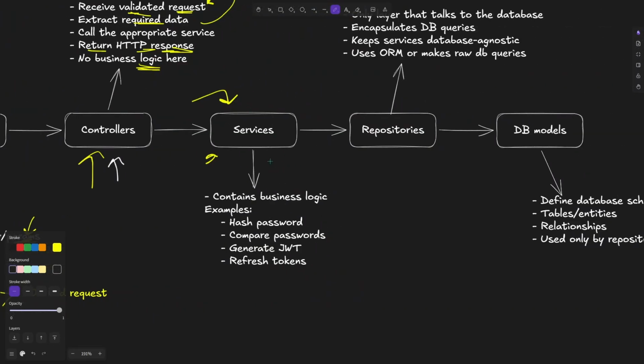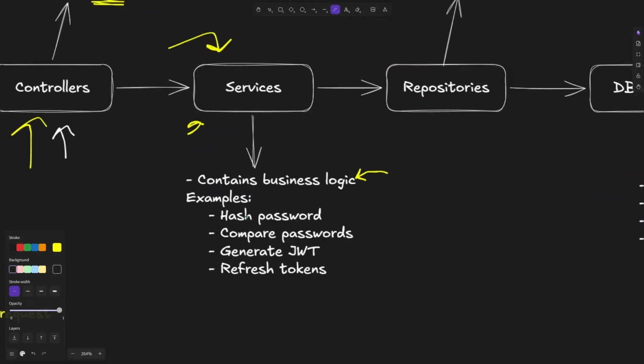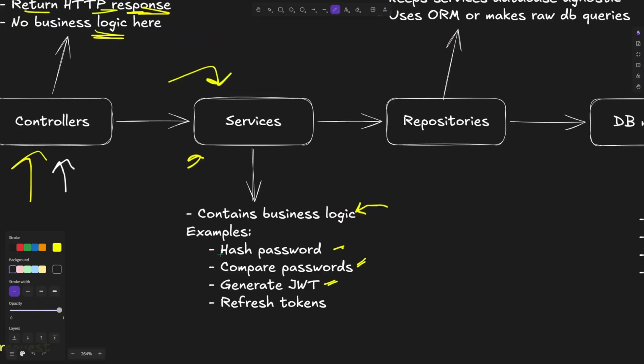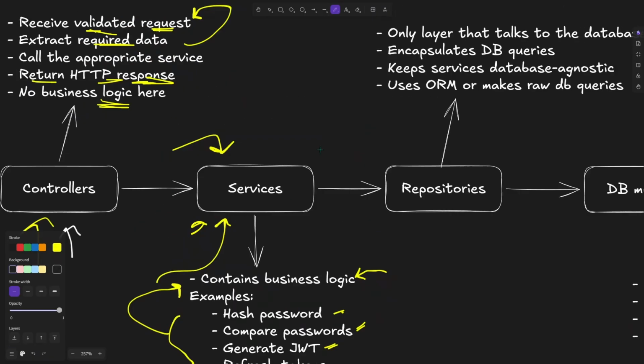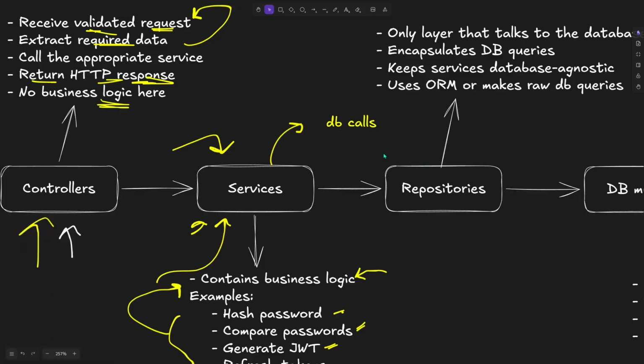Now the service layer. The service layer is the most crucial layer. This is where you include all your business logic. So let's say that you are creating a login endpoint. Over there you have to hash the password, you have to compare the passwords, you have to generate tokens for them. All of these fall under business logic, and that is why you have to write everything inside this service layer. And whenever this service layer has to make any DB calls, for that you talk with your repositories.